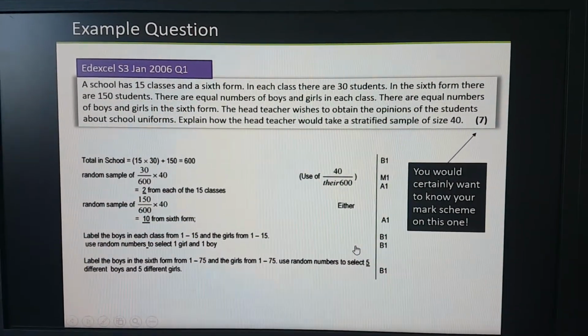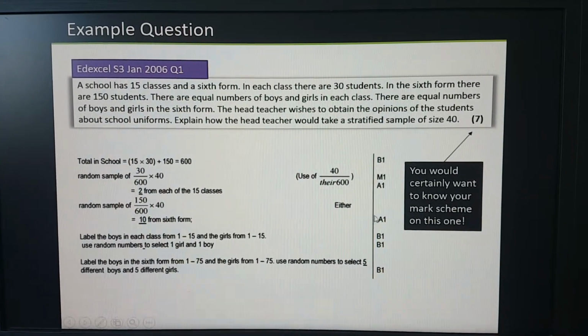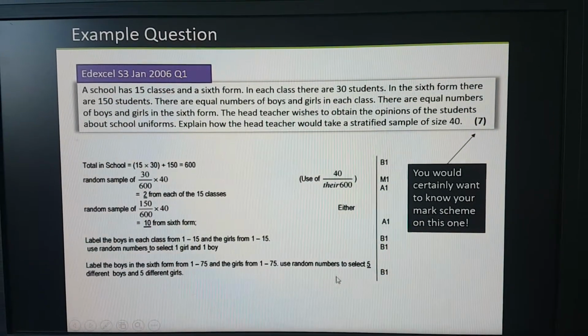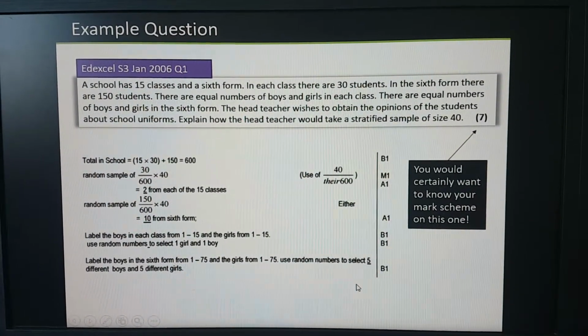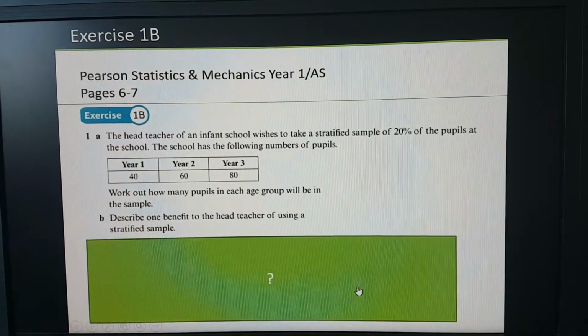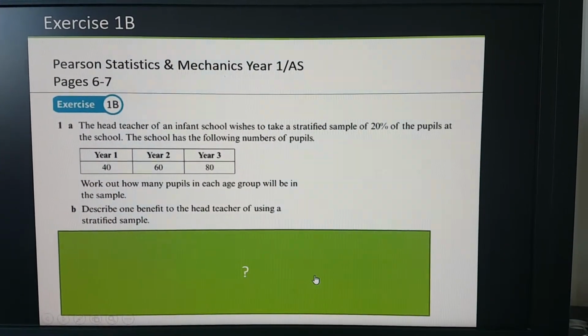Those are the answers. As you can see, there are some method marks, some answer marks, and so on. If you're not sure about any of the answers, just write a comment. Another example, pause, check your answer.